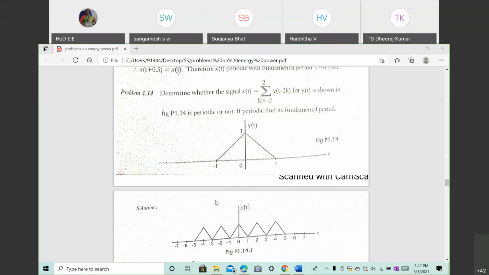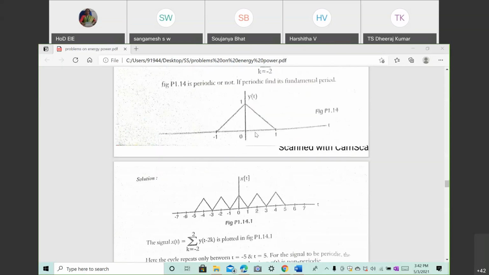Okay, they have given the triangular waveform. The signal is y of t and the time axis is small t, and its magnitude is from minus 1 to plus 1. And at t equal to 0, the magnitude is 1. That is a continuous time signal.